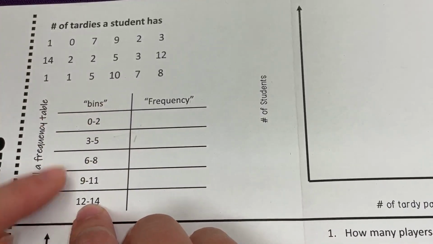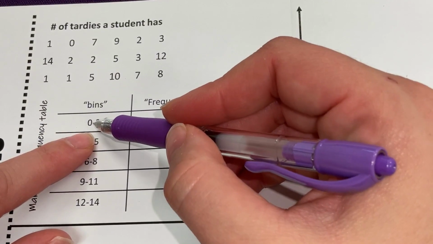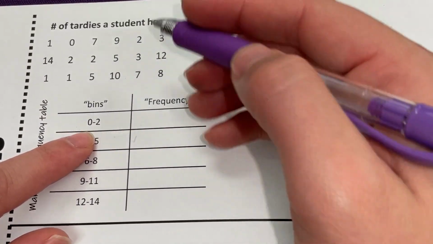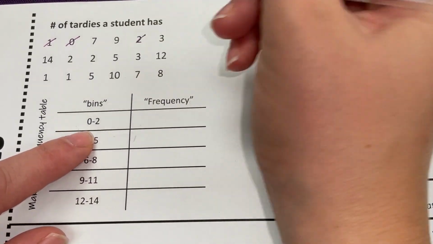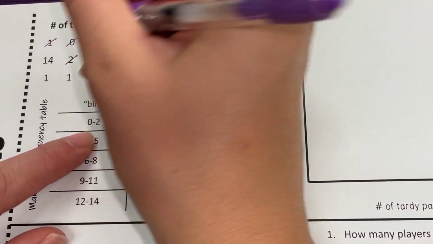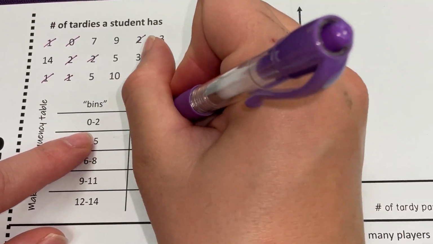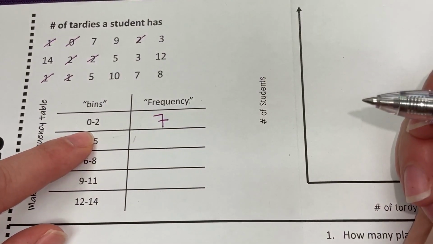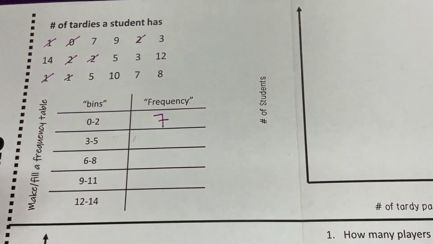So we got these things called bins. What we're going to do is go through our data set here and count how many of the numbers are between 0 and 2. So we got 1, 2, 3, 4, 5, 6, 7. All right, we got 7 numbers that are between 0 and 2. And notice how I'm crossing them out so that I know that I've counted them, right?